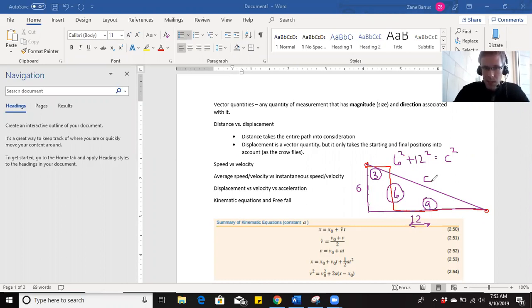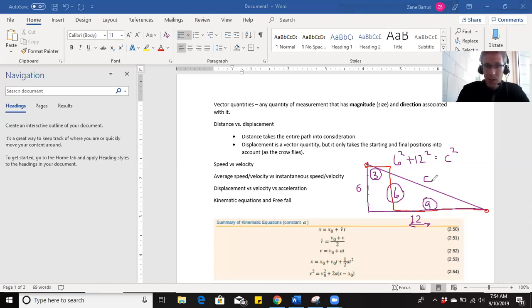So once again, distance takes the entire path into consideration. Displacement only takes the initial and final positions into account. Whenever you're calculating displacement, you're going to be using the Pythagorean theorem, basically, if you're working in 2 dimensions like this.